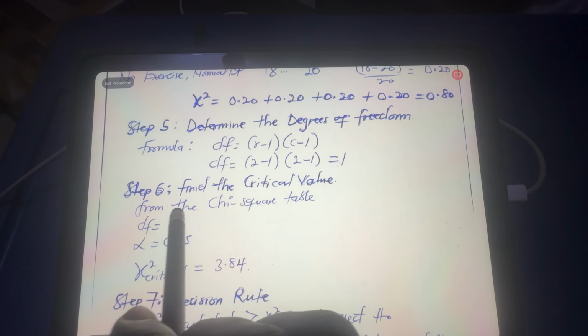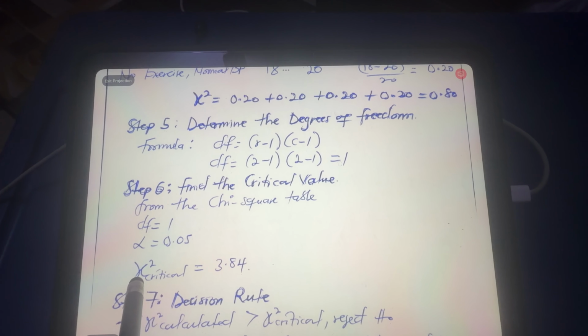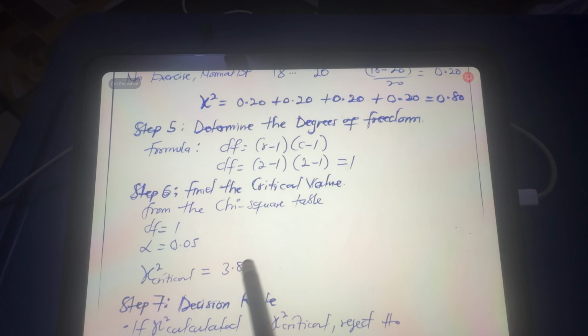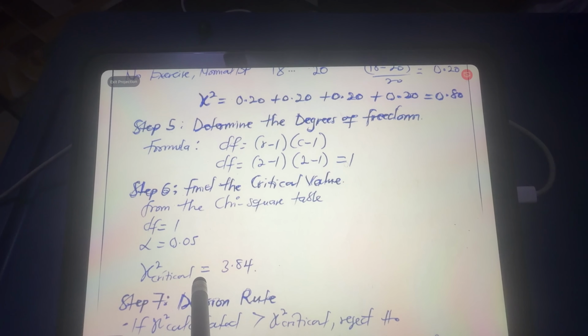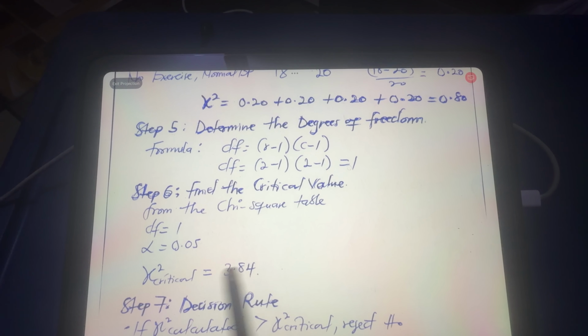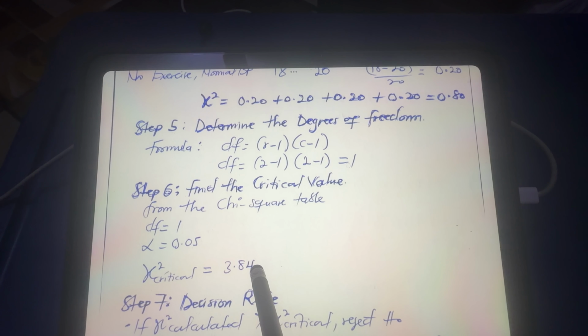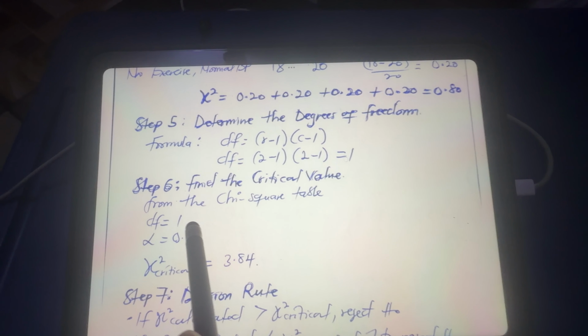That is where you use the DF and the alpha. So the chi-square critical value is 3.84. Is that okay? Great. How did you get the 3.84?